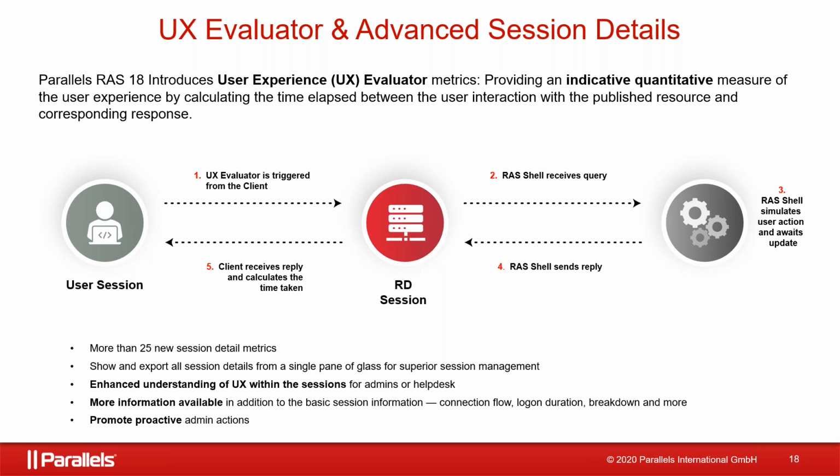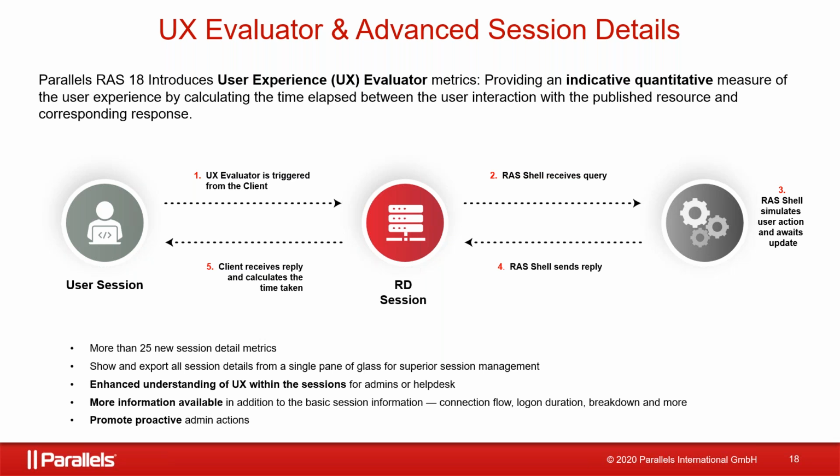Moving forward, the UX Evaluator. This is an indicative quantitative measure for administrators to understand what the user experience is like. When the user calls in and says, my system is sluggish or my system is slow, the administrator sometimes has difficulty understanding what that actually means. So what we did here is that from the Parallels client itself, we send a trigger, a command, to that session host. The session host receives that command, does the compute, sends the reply back, and we calculate the time in between. That mimics the time when a user does something on the published application, and that application provides a corresponding response. If this value is high, of course, that means the user experience is not that great. All of this can be monitored from the RAS console directly.